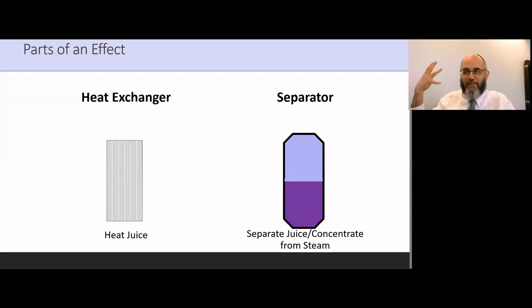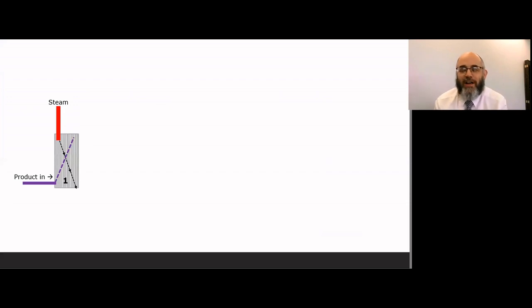This is my artistic ability. Anyhow, this is a heat exchanger, the first heat exchanger in the first effect. You see the product coming in on the bottom, and steam coming in on the top, and they heat each other. That's a good old-fashioned traditional heat exchanger that heats up the juice.